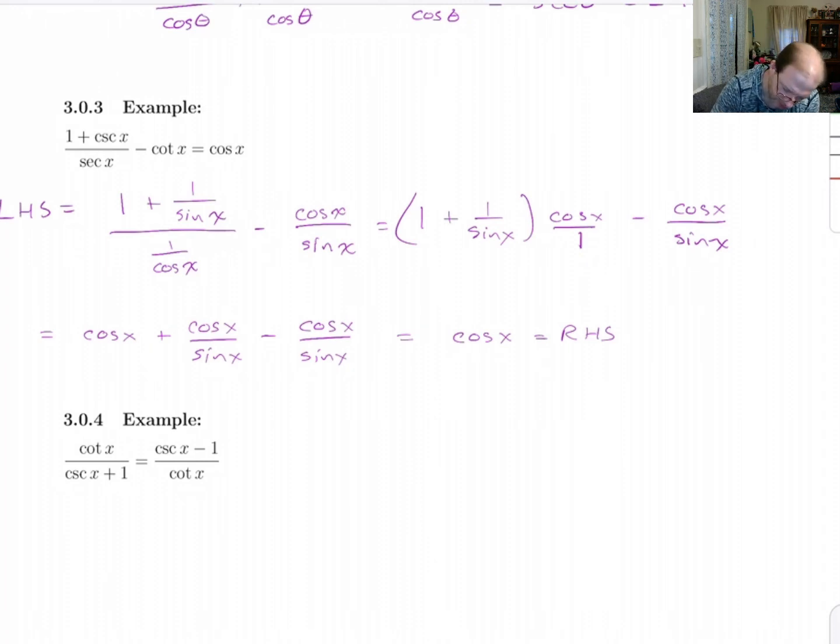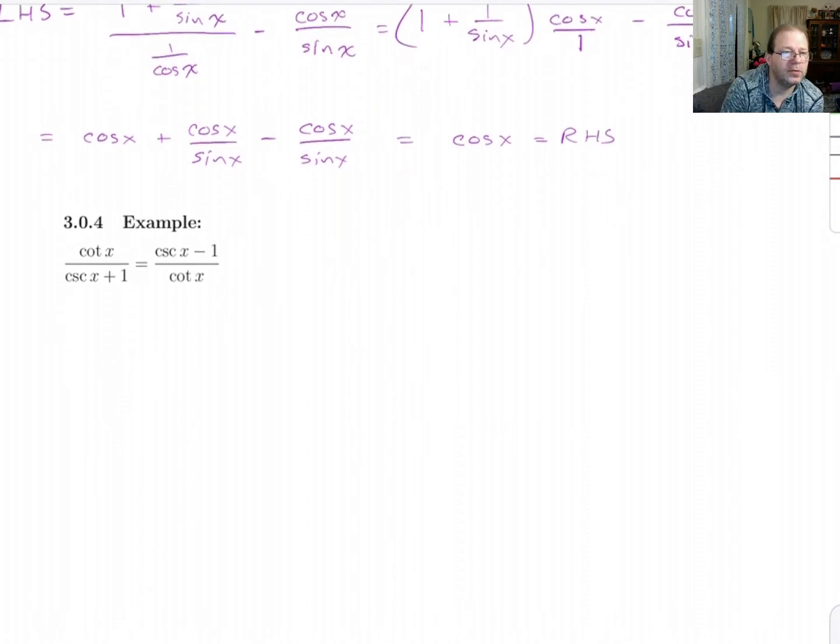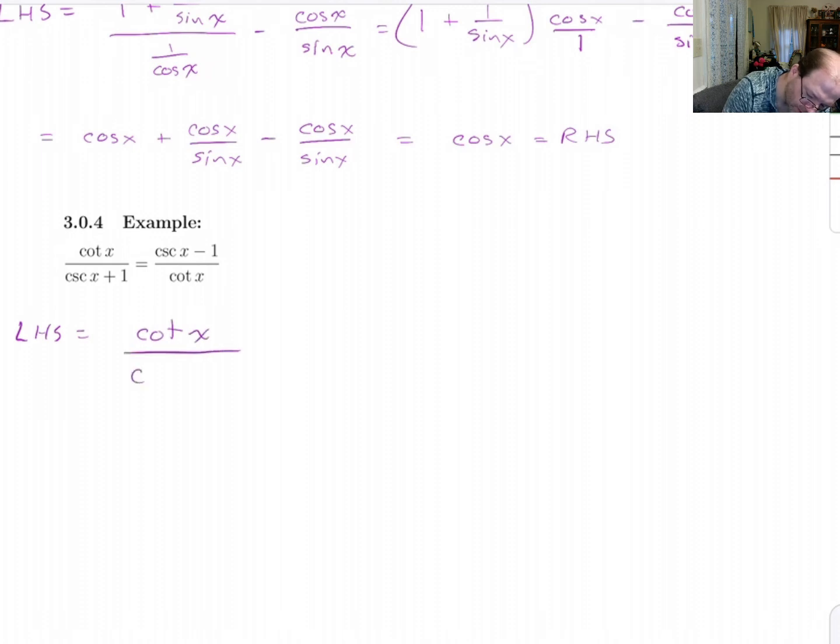So now let's see. This next one is the last example. I'm not even going to read it off, but we've got the left and the right side here, and on this one, I wouldn't say that one side is really any better than the other. So let's start with the left side. The left-hand side is cotangent x over cosecant x plus 1. Now, it's not at all obvious what to do here.